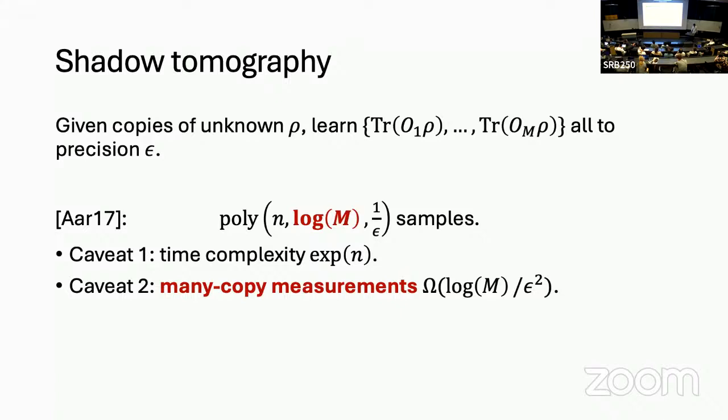And I should also mention, I don't have a slide on this, but classical shadows is another approach which attacks this problem. That only works when the observables are either local or low rank. So it doesn't work in general.